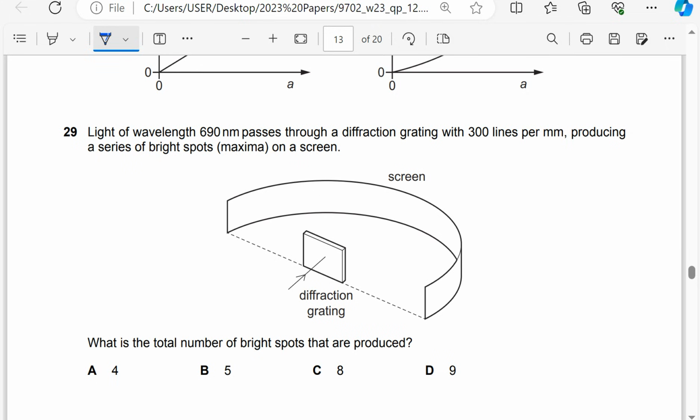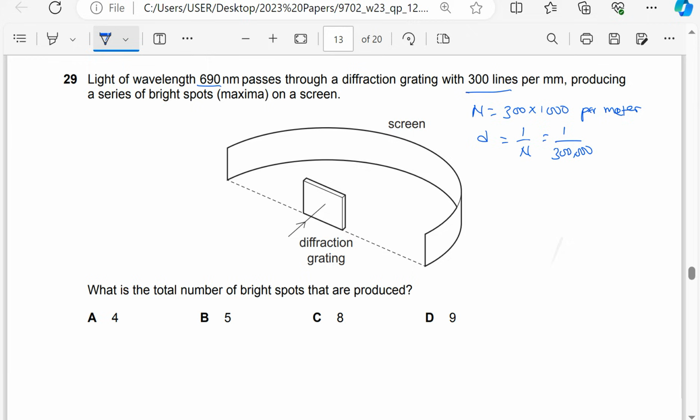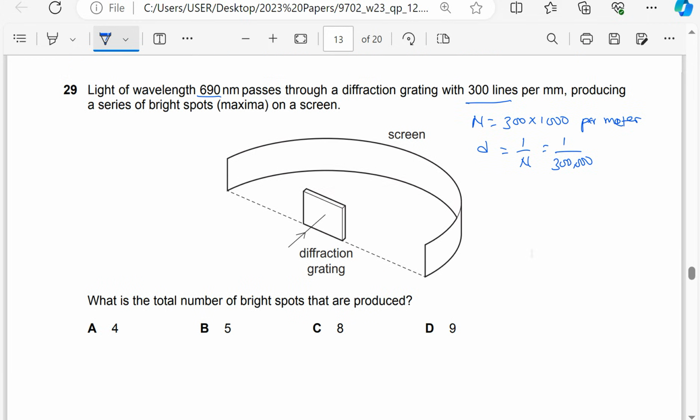Light of wavelength 690 nanometers passes through a diffraction grating with 300 lines per millimeter. 300 lines per millimeter means the number of lines is going to be 300 times 1000 to make them lines per meter. So the slit separation is equal to 1 over n, which will be 1 over 300,000. Okay. So what is the total number of bright spots?